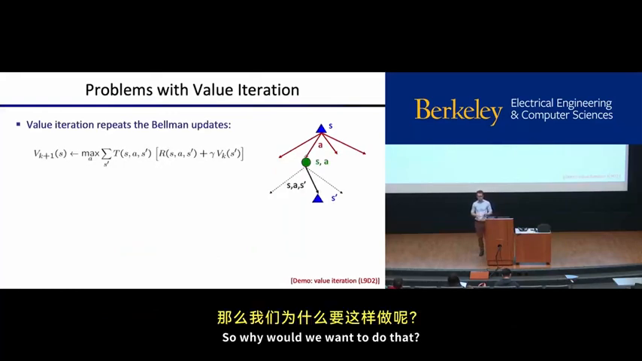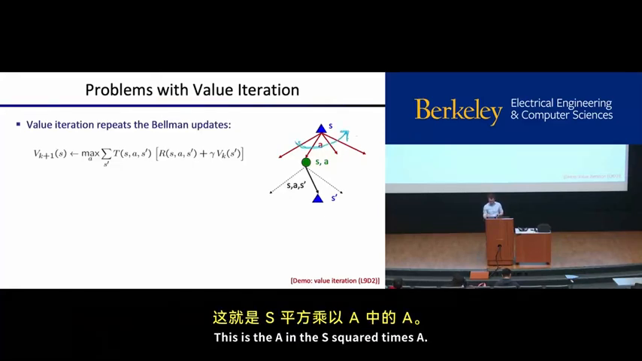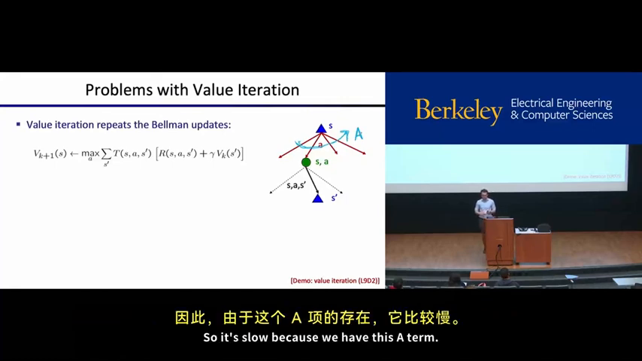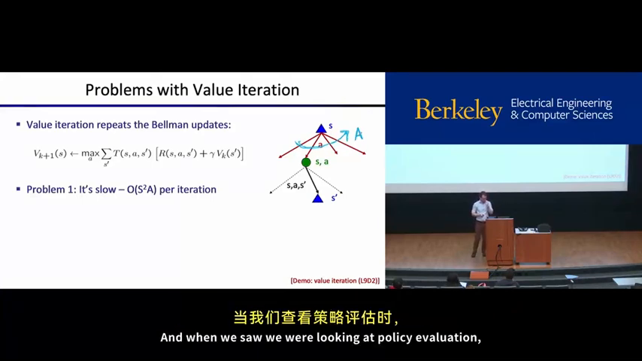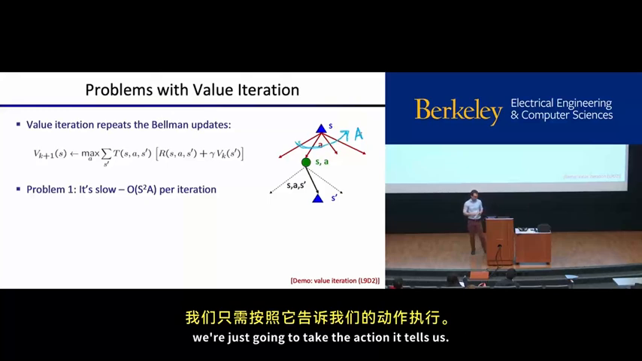So why would we want to do that? Well, we already talked about this. With value iteration, we have this max over actions, and this costs us a. This is like the a in the s squared times a. So it's slow because we have this a term. And when we were looking at policy evaluation, there was no a term because we know the policy. We're just going to take the action it tells us.